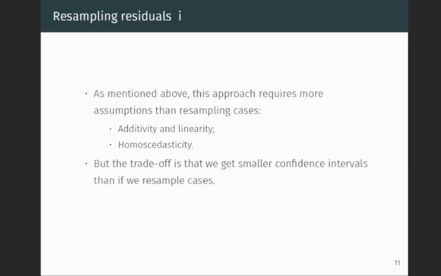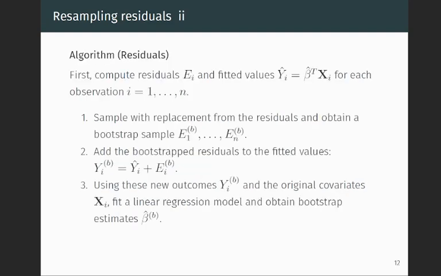Okay, so that was the first approach. The second approach is a little bit more involved. We call it resampling the residuals. This approach actually requires a bit more assumptions. We need to assume additivity and linearity, and also homoscedasticity. But the trade-off is that we get smaller confidence intervals typically than if we had resampled the cases instead of the residuals. We make more assumptions, but we may get smaller intervals.